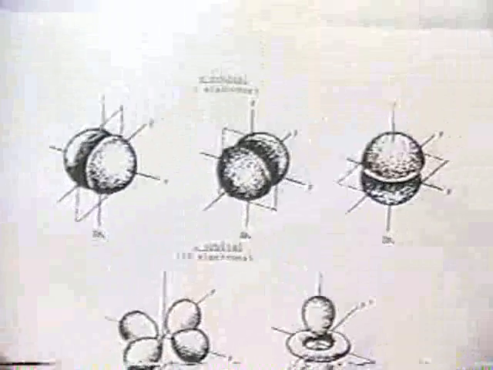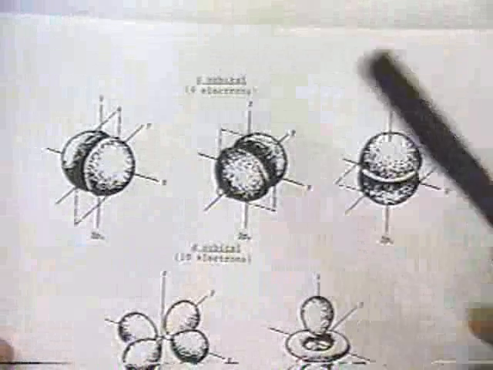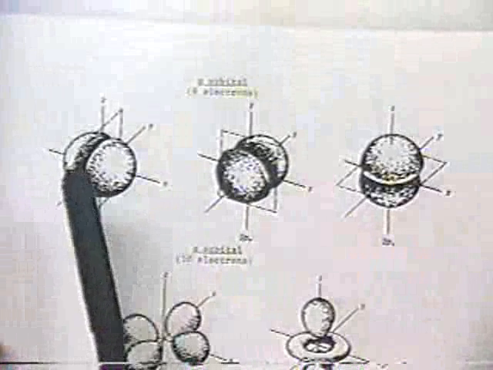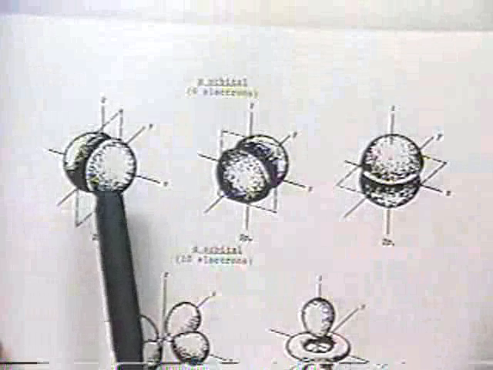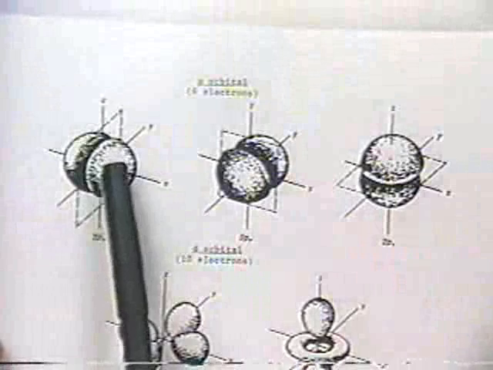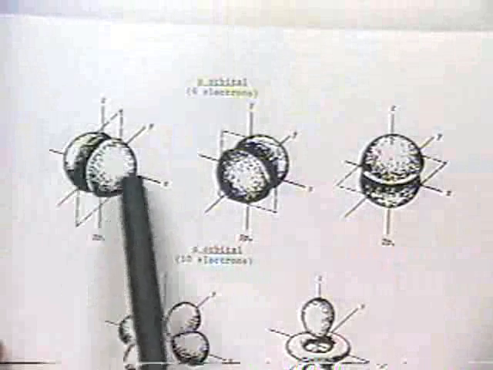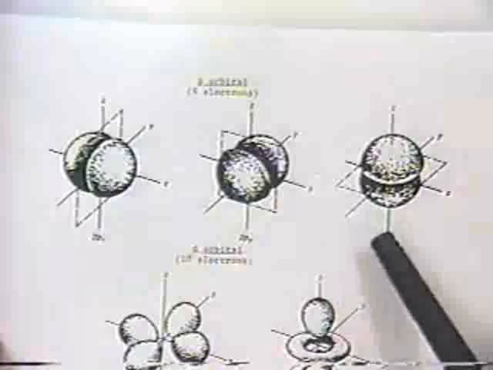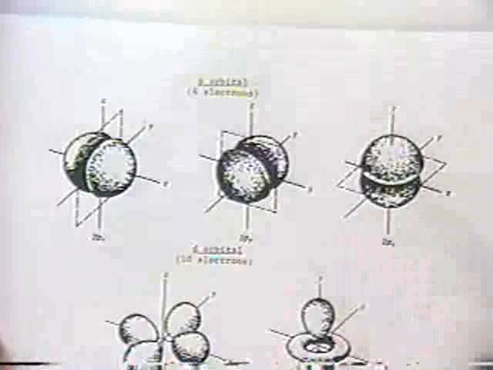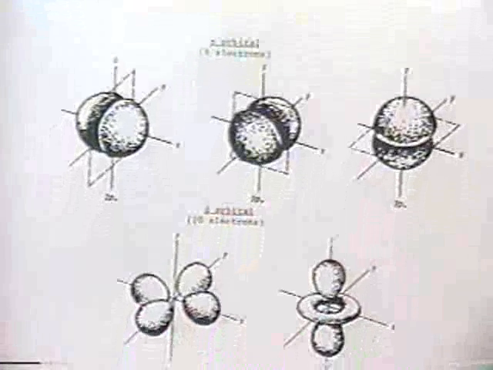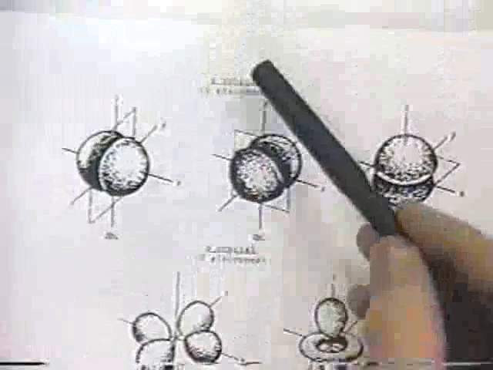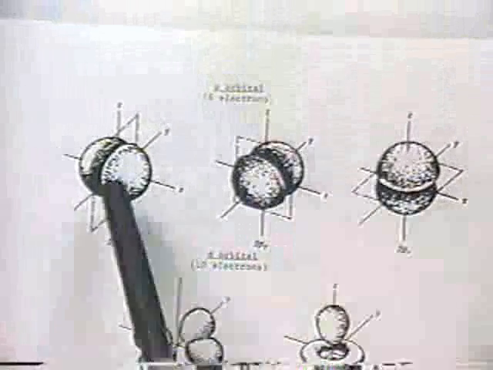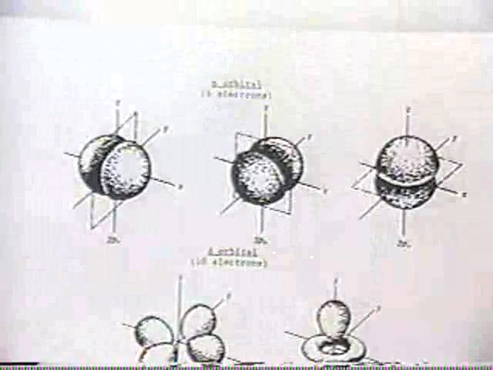Then we have the p orbitals, and the solution to the Schrödinger equation here, which again gives the probability of finding the electron, looks like 2 lobes, one on the x-axis, one on the y-axis, and the other pair of lobes on the z-axis. By the way, the p orbital holds 6 electrons, 2 in each of these.